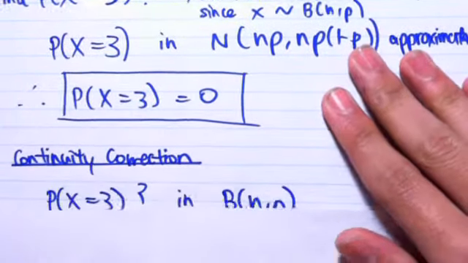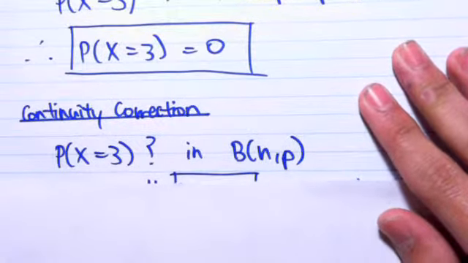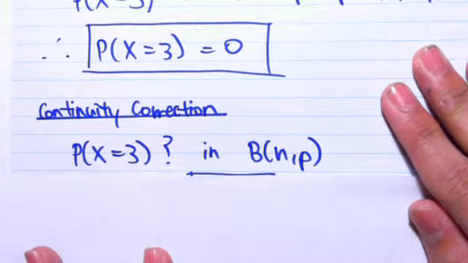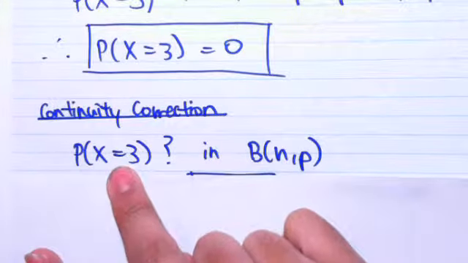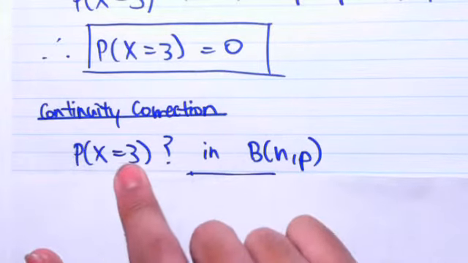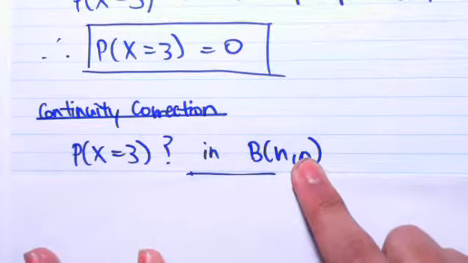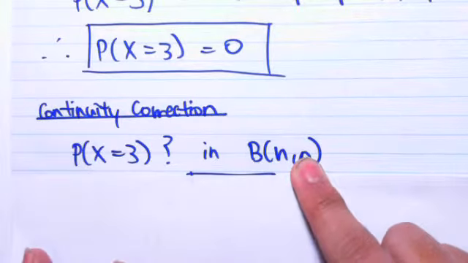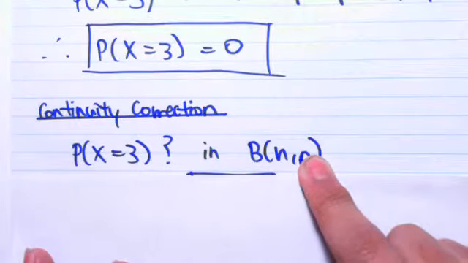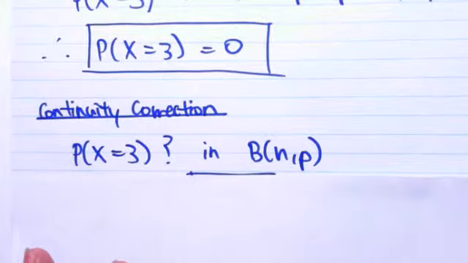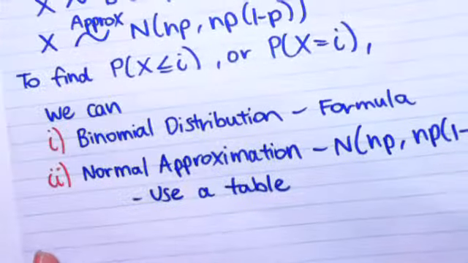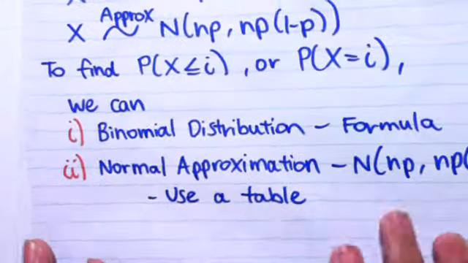So let me elaborate a bit more on this. Again, let's say we want to find the probability of x, a variable, being equal to 3, the number of successes being equal to 3. And we know that x belongs to a binomial distribution of np. And let's say again we want to use the second method of finding the probability, which is the normal approximation, as discussed before.